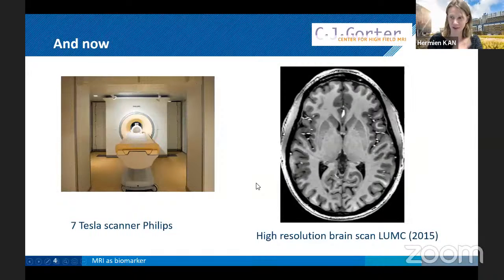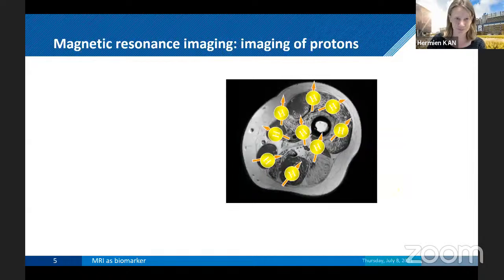And this is actually back here. I put a virtual background, but if you would look behind me, you would almost see the door to our 7 Tesla MRI scanner, which is also still from Philips. And this is a high resolution brain scan we made here at the 7 Tesla in 2015. And I guess the difference between what you saw before is obvious. These are the only 2 brain images I'll show today. So for the rest, I promise that I will fully focus on muscle.